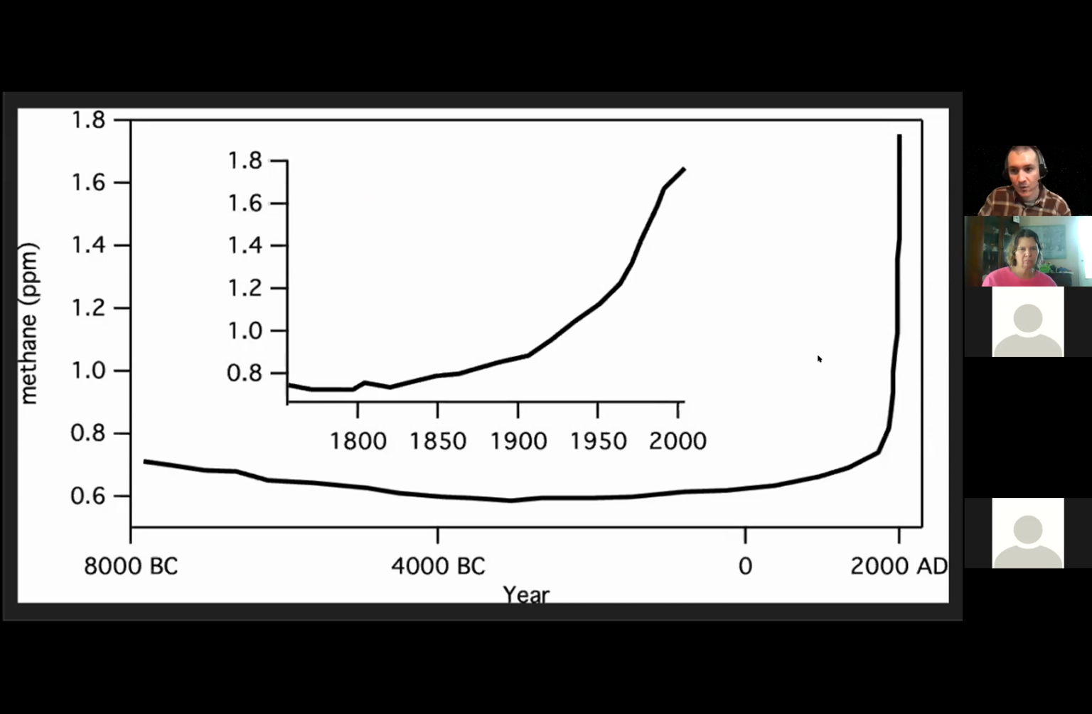Methane is CH4. It also contains carbon. Its story is very similar. Over the last 10,000 years, we can see exponential growth here, closely related to the Industrial Revolution. You can see that in the inset part of the figure here.